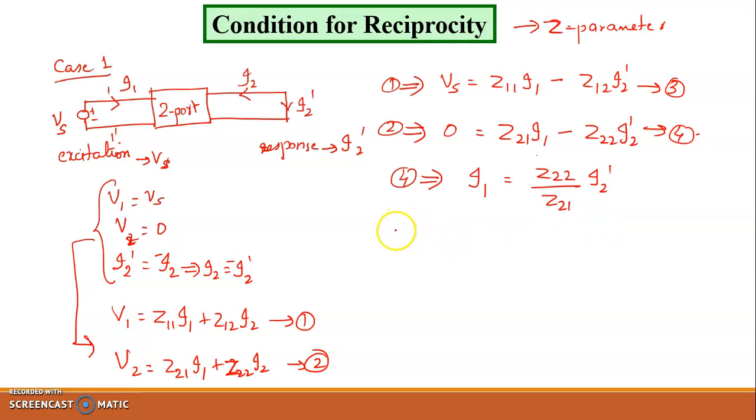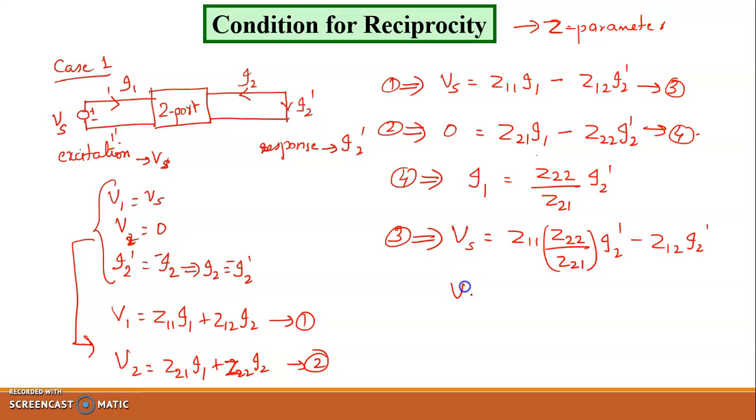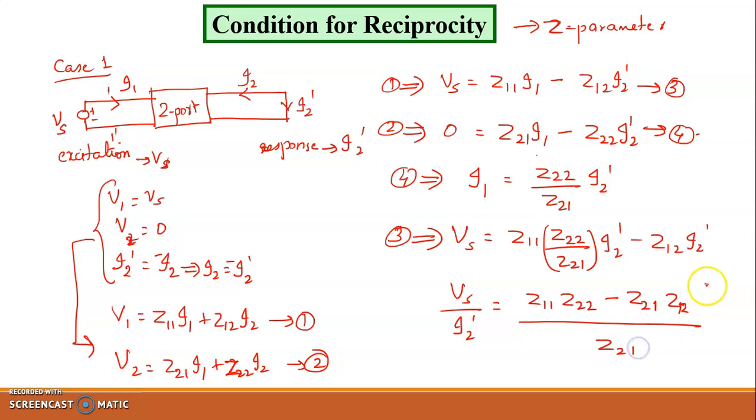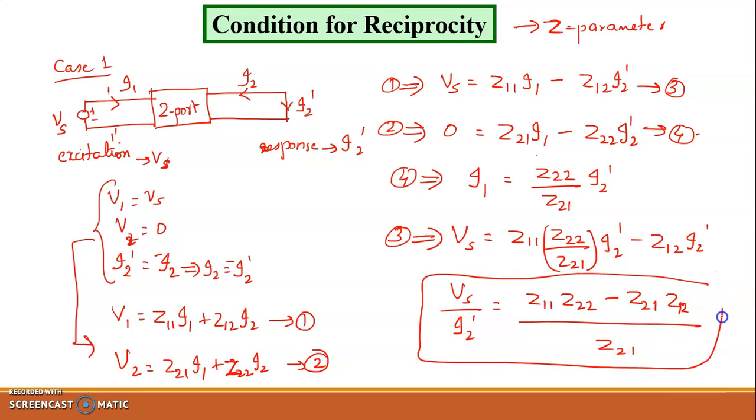Substituting the same quantity in equation 3, I can write Vs is equal to Z11 into Z22 by Z21 into I2 dash minus Z12 into I2 dash. Or I can write Vs by I2 dash is equal to (Z11 Z22 minus Z21 Z12) divided by Z21. This is the ratio of excitation and response if the excitation is connected at the input side. Now I am going to take the second case, case 2.